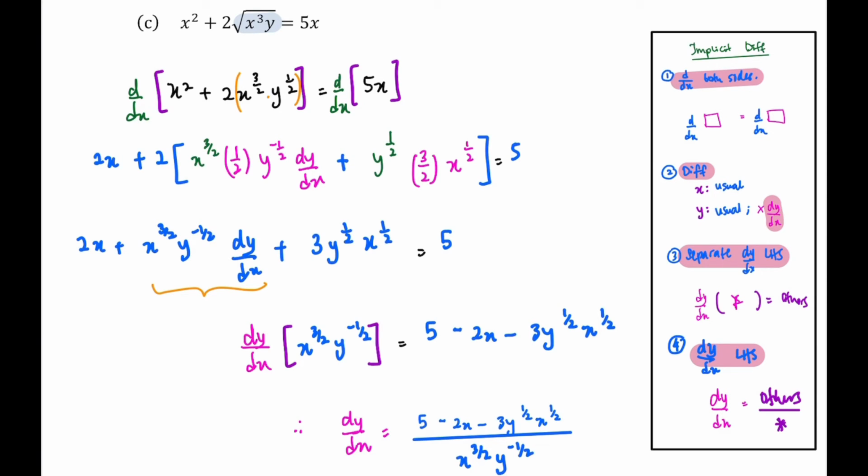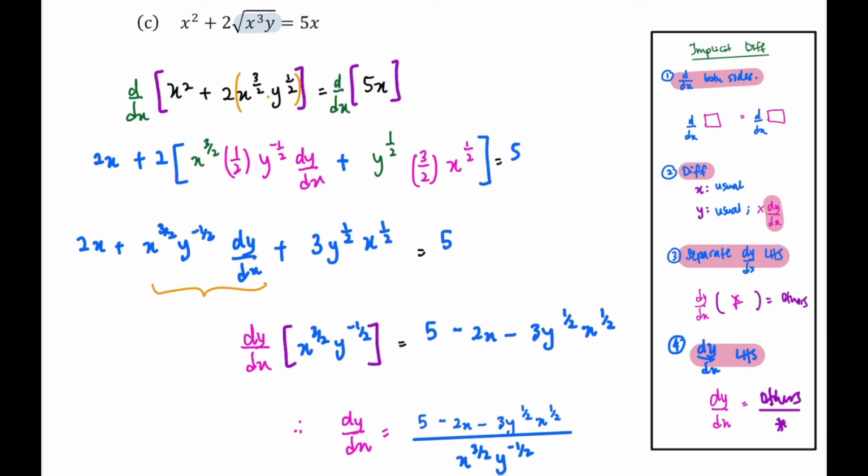So for the first one, this is x squared, so differentiate is just 2x. And for the second one, this is multiplied to each other. Therefore, you need to use product rule. So just put 2, the constant, outside. So now let's use product rule here. So keep one, x to the power of 3 over 2, differentiate the other one. So let's differentiate this. This is half, y to the power of -1 over 2.